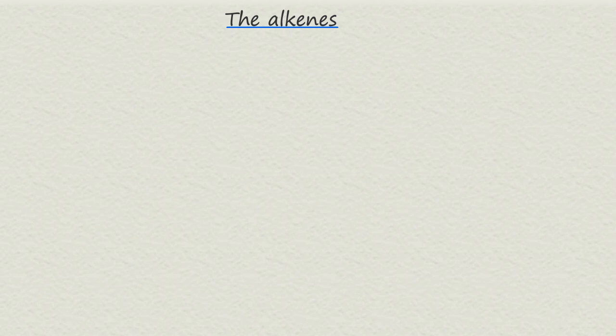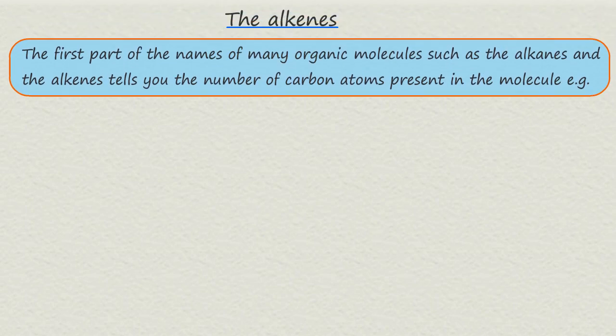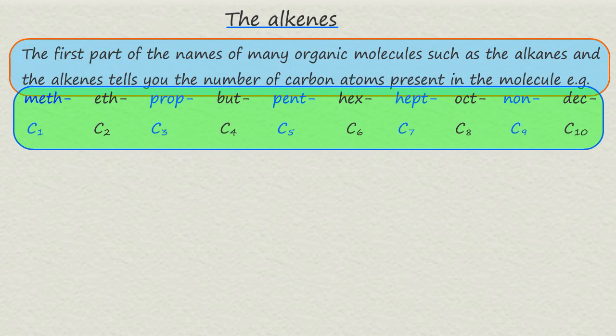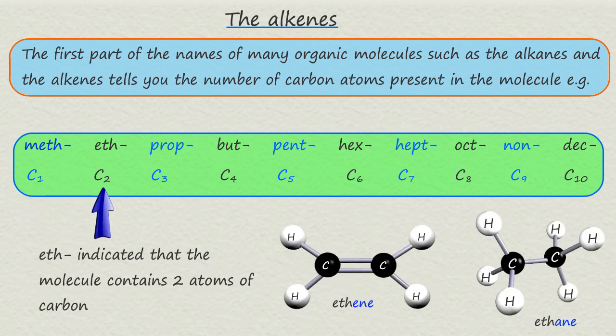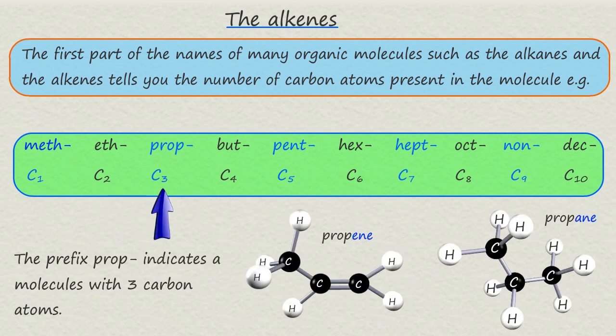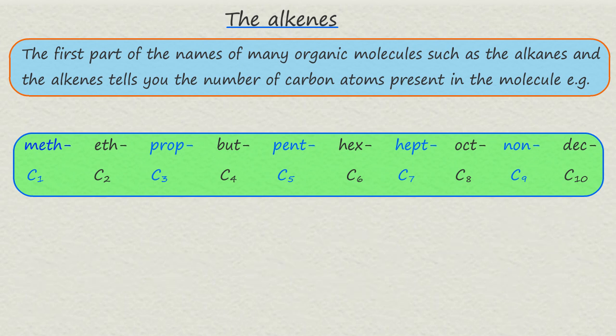So when we come to name many organic molecules, such as the alkanes and the alkenes, the first part of the name will tell you the number of carbon atoms present in the molecule. For example, the prefix meth indicates a molecule with 1 atom of carbon, while the prefix eth indicates a molecule with 2 atoms of carbon, and the prefix prop indicates a molecule with 3 atoms of carbon. The prefixes which are used to name molecules with up to 10 carbon atoms are shown, and it might be a good idea to try and learn these prefixes.